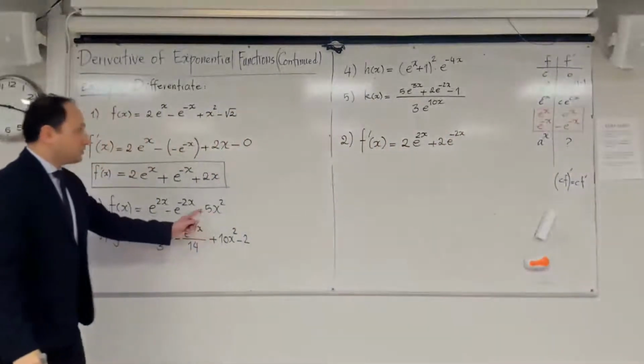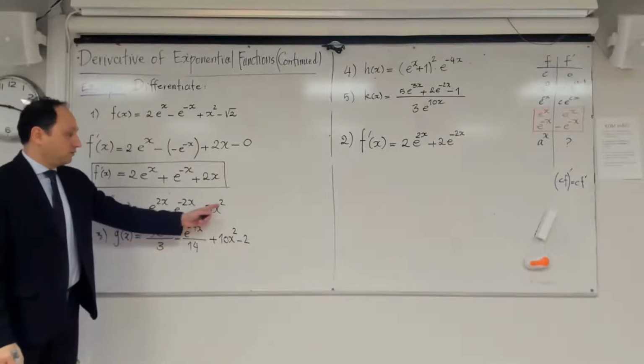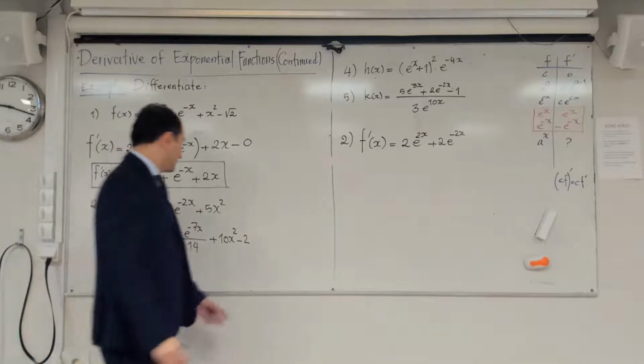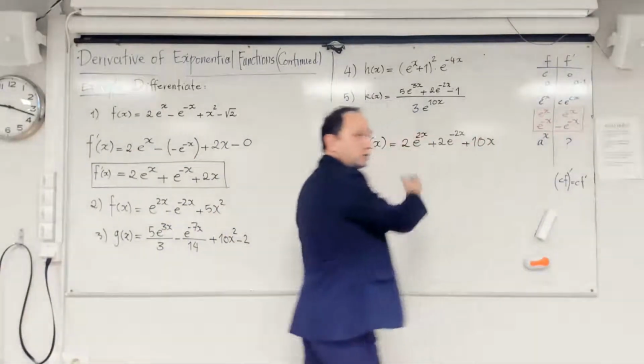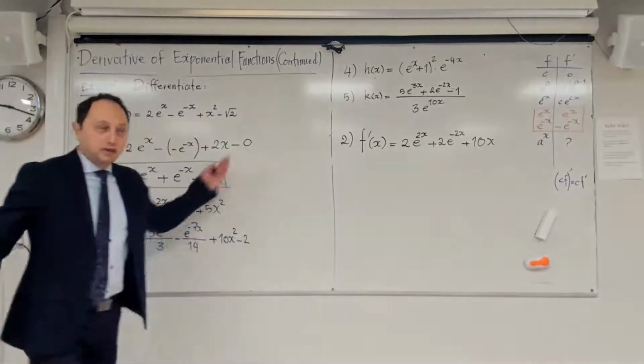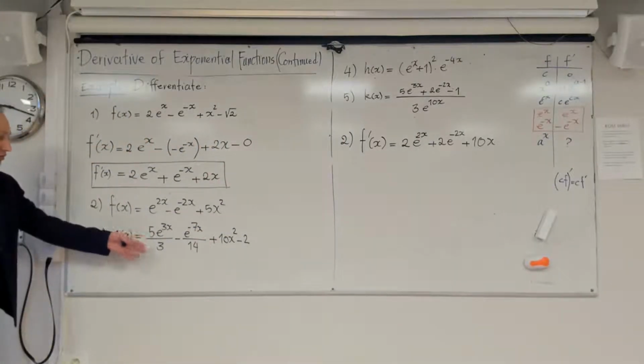And the next one is just the old formula. So 2 goes down, will be multiplied by 5, and 1 unit will be subtracted from the exponent. So it becomes 10x. Okay, how many of you got this right? Okay, that is good. Number 3 is also you should be experienced.